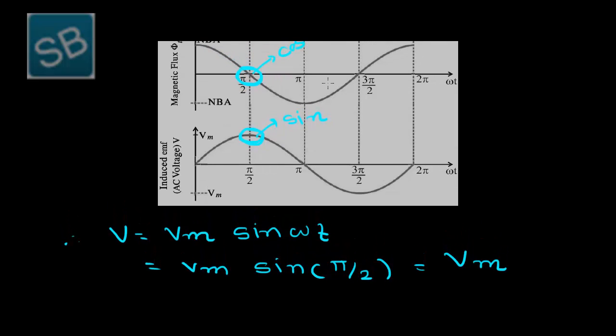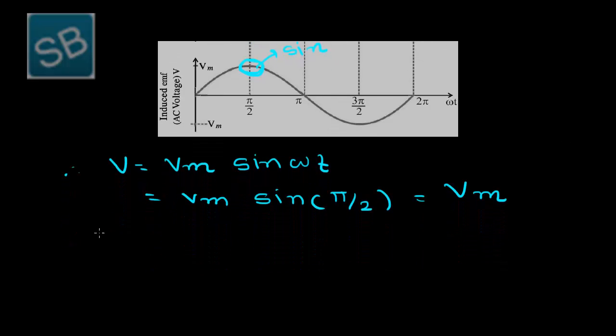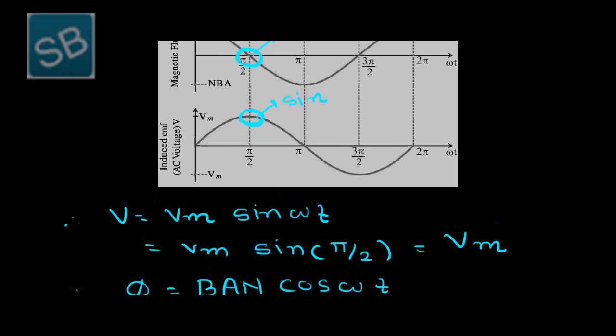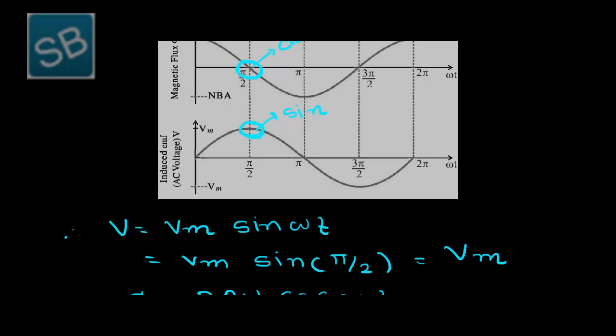Now you check for this, phi is equal to BAN cos omega t, in which substituting the value of omega t as pi by 2, therefore phi is equal to BAN cos pi by 2, that is equal to 0. And you can clearly see from the graph that at pi by 2 the magnetic flux is 0.